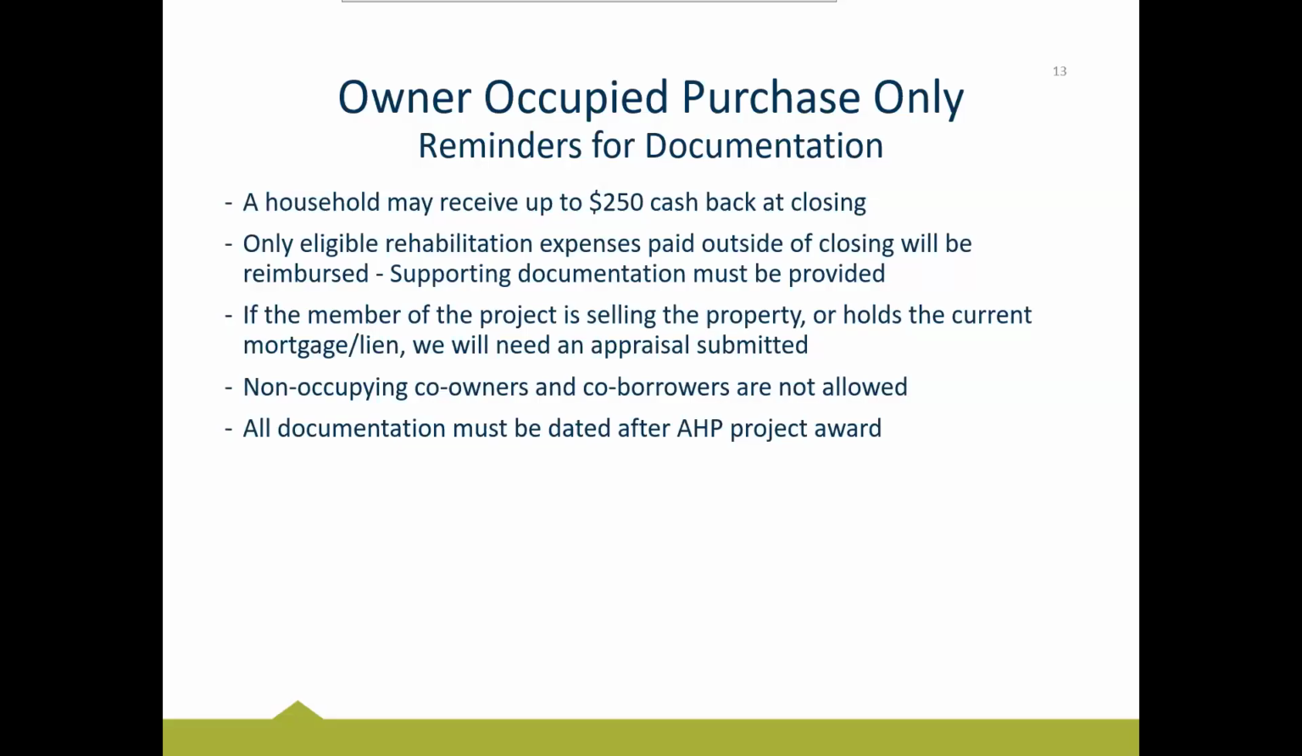The last note on this screen is that all documentation needs to be dated after AHP project award. This is really important for those people or organizations that have had prior grants with us. If you have had prior grants or just in general have qualified households prior to when you are notified of your AHP award, we can't take any documentation dated prior to that. So income documents, closings, of course, if you closed prior to being awarded, things of that form, scoring documentation, all of that. So your AHP project award date again was December 19th of 2025.